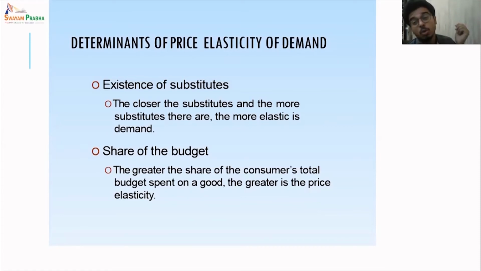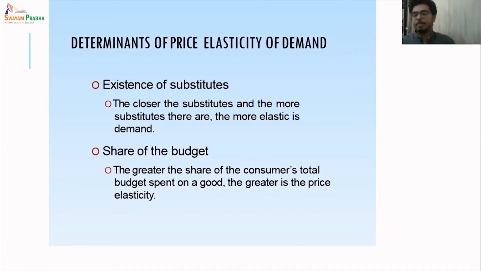But if there is no substitute, then I do not have any choice, right? Then even if the price rises, my quantity demanded does not fall much, and hence it becomes inelastic. Share of the budget: the greater the share of the consumer's budget spent on a good, the more elastic the demand.